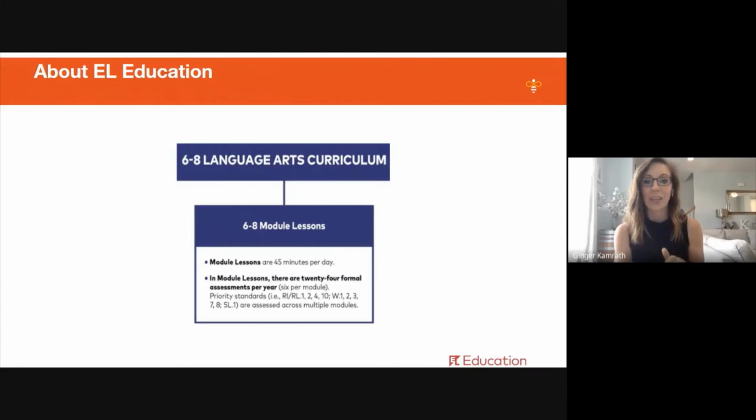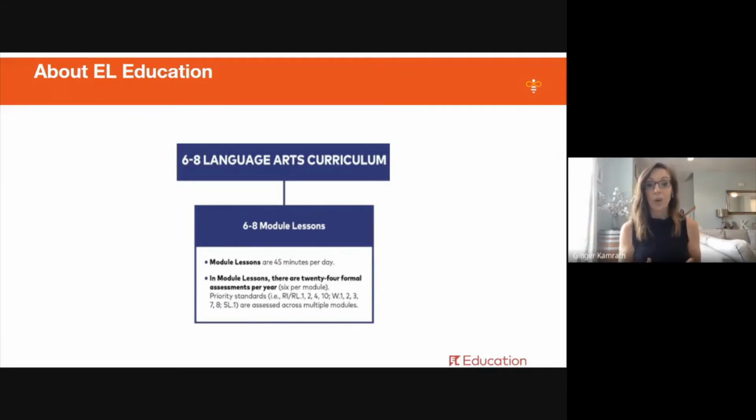The 6-8 curriculum is comprised of 45 minutes of daily instruction, and these are called the module lessons. The module lesson is the place where your students will build their literacy and comprehension skills and their knowledge of the world as they engage with those high quality complex texts over a range of topics. With the module lessons, this is where teachers will be doing their read alouds and their think alouds.